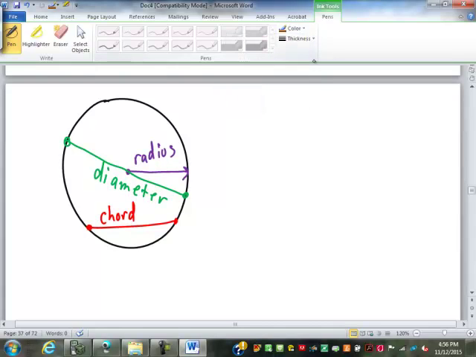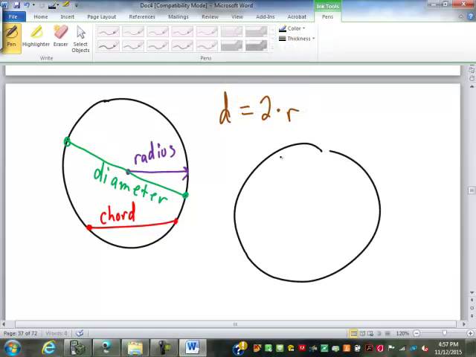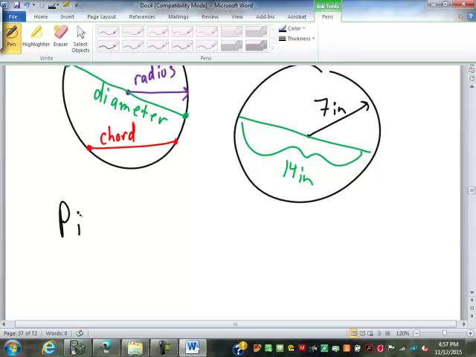Now, this is our first mathematical relationship. D for diameter is equal to 2 times the radius. Makes sense, right? So if I have a circle that has a radius of 7 inches, what's the length of the diameter? 14 inches. Very good.